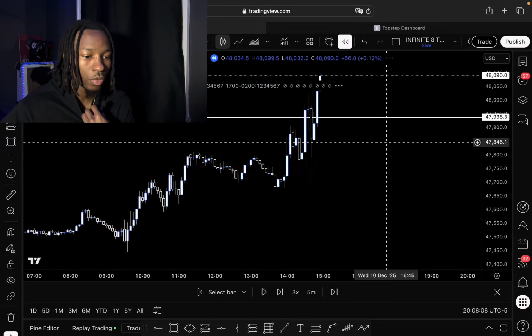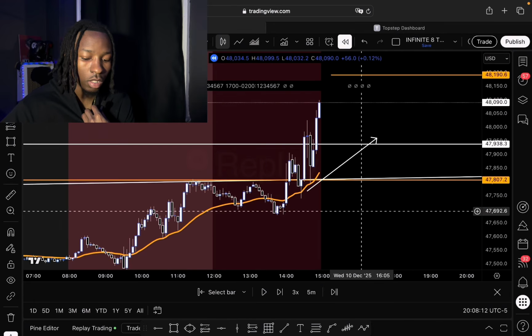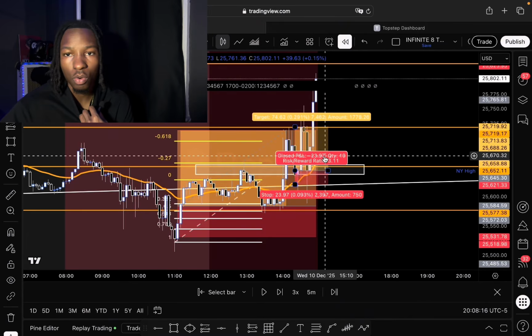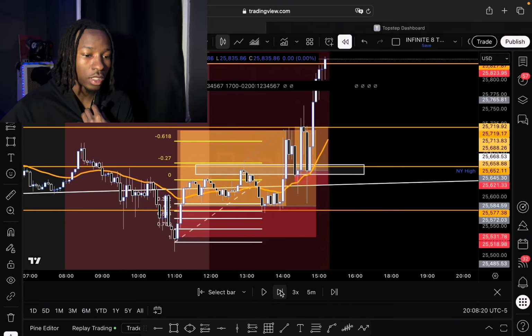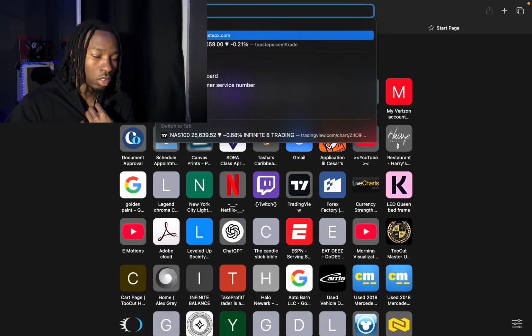Just by me seeing what US30 was doing, I'm like, okay, this thing is just shooting up and it keeps going up. So let me align my strategy with buys because I see that going on US30. Boom. So that was Wednesday's trade. And just to show you guys that I'm not bluffing, let me go to Top Step and show you guys the trade that I took.